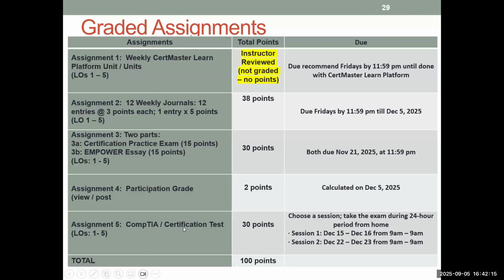And the last thing is the certification test or the competency exam. There's a couple of the courses that still call it a certification test, but they're making that switch now. So that happens like this. There's two sessions, two 24-hour sessions that you can take the final. The first session is December 15th through the 16th. The second session, December 22nd or the 23rd.